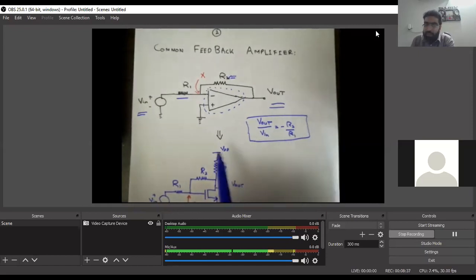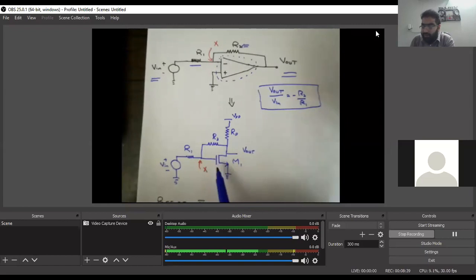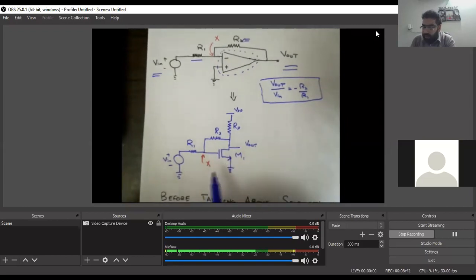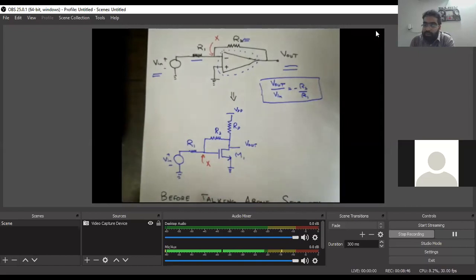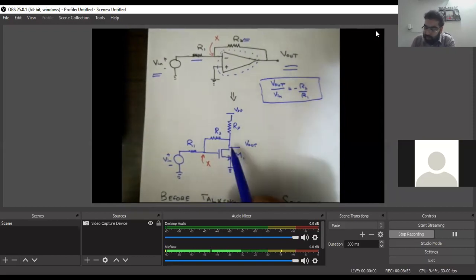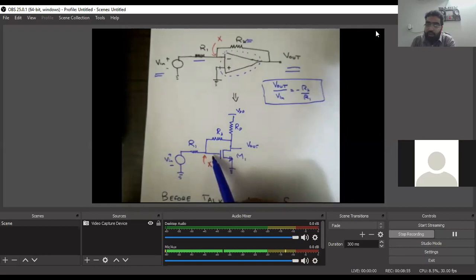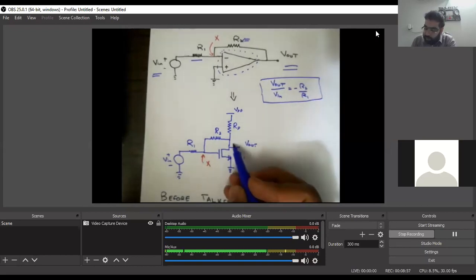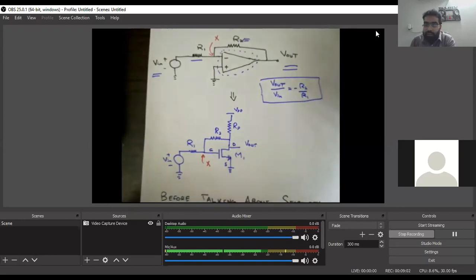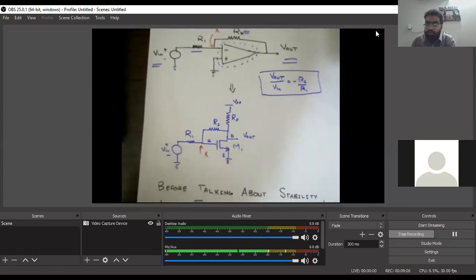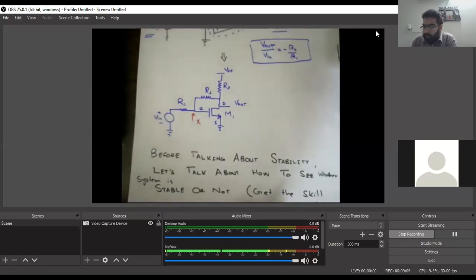So if you open this structure, this is a simple common source amplifier, you can see. Everything else is the same, we are just replacing this triangle amplifier with a simple common source stage. You can see a common source stage, and we're applying an input on the gate, we're taking an output on the drain side, and we have RD as a load resistance where the gain is going to be multiplied.